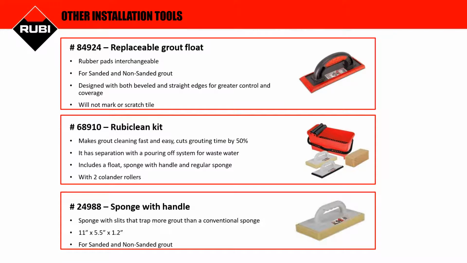Other installation tools: replaceable grout float. It's got a 45 degree beveled edge, so it's easy to get in the corners. It's easy to get your extra grout off the floor and into your bucket. It's rubber, so it will not scratch or mark your tile. We also have the Ruby Clean Bucket below, which we found makes cleaning fast and easy, and it cuts down by 50% in time, because we're not sitting there wringing out our sponge after each use. We just pass over the rollers and are ready to go again.